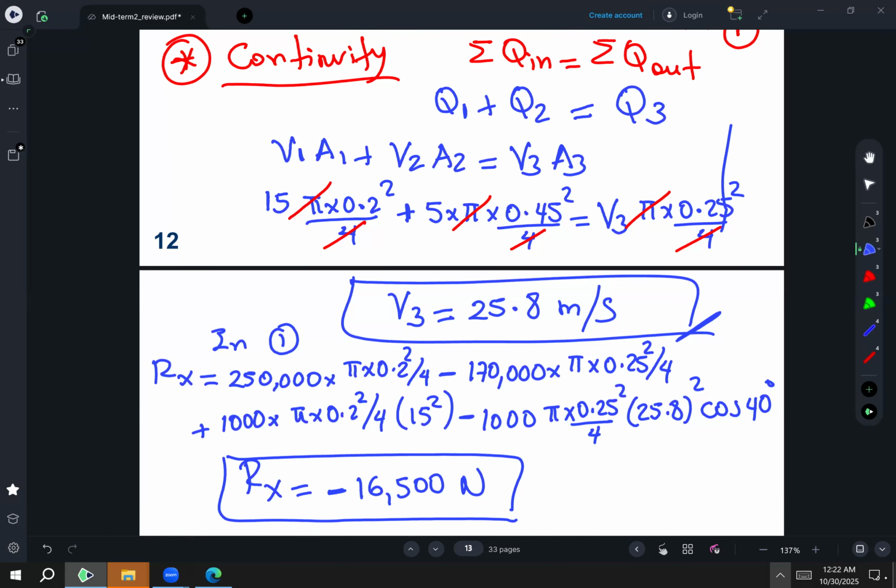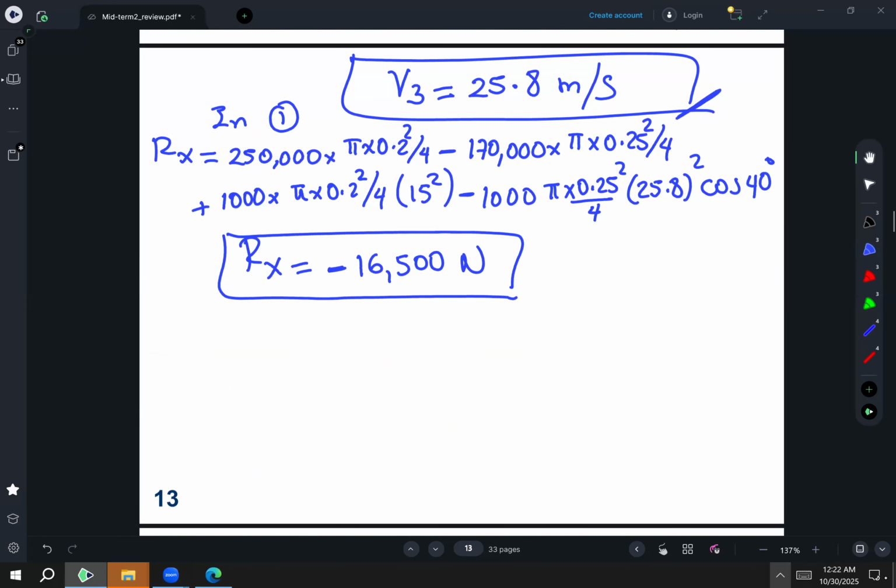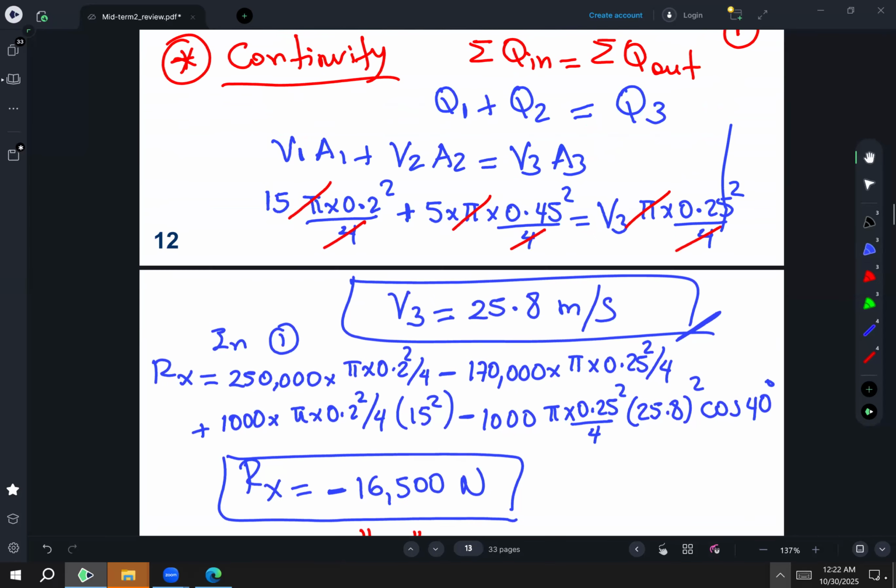Okay, and we can do the same thing in the y direction. So we already have the reaction in x, and we can do the momentum in the y direction. So the momentum in the y direction will be, okay, so let's go back here.